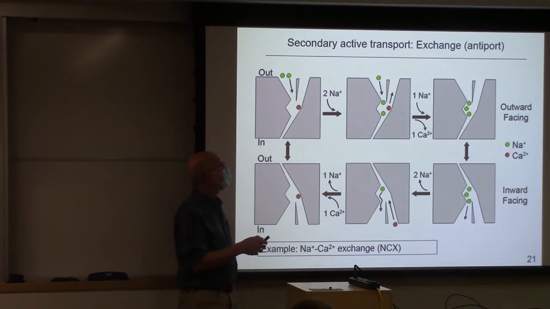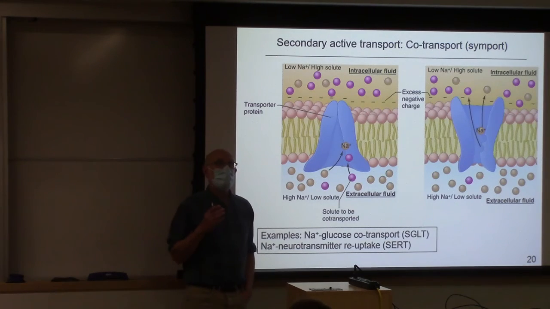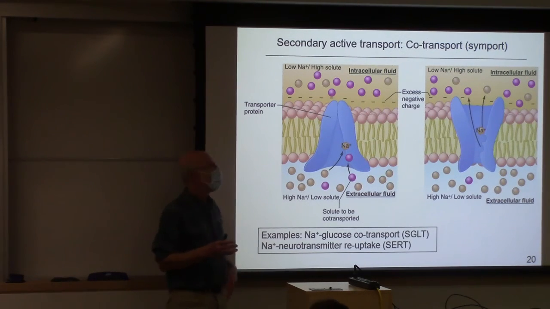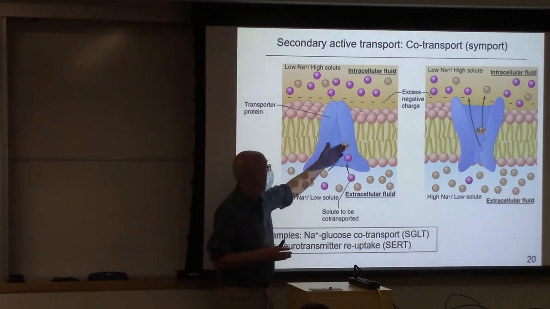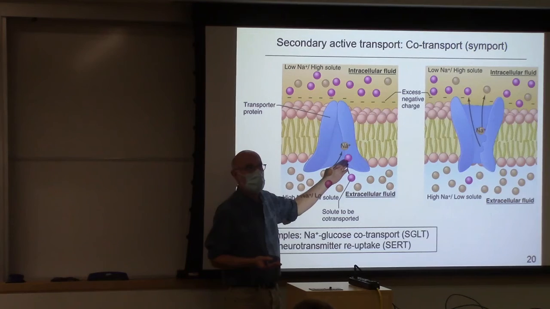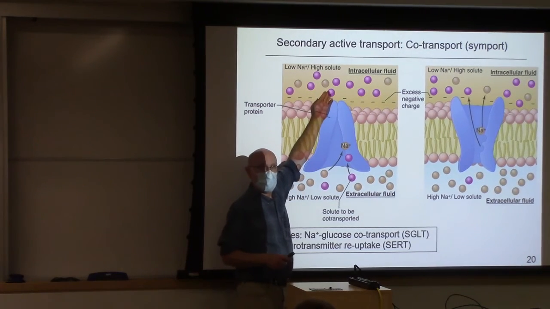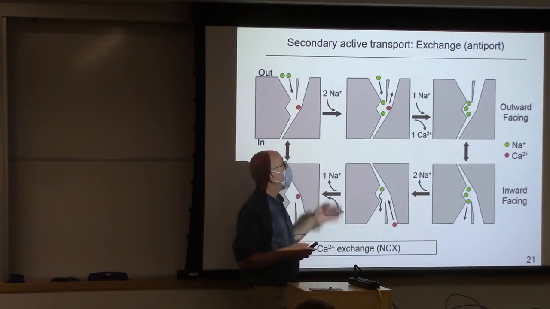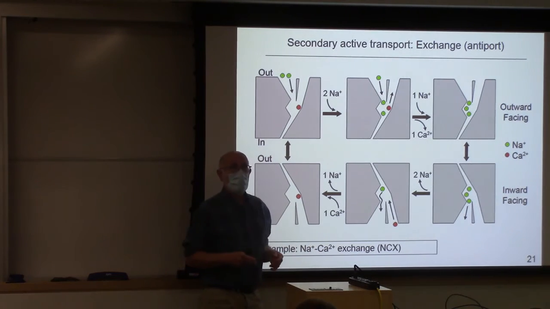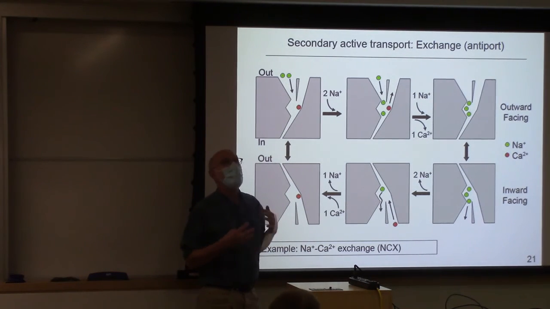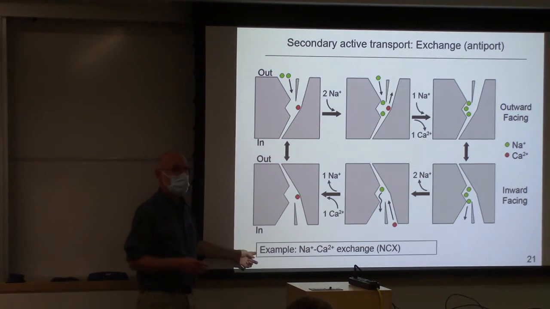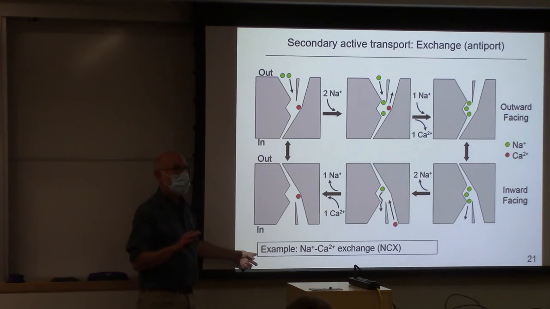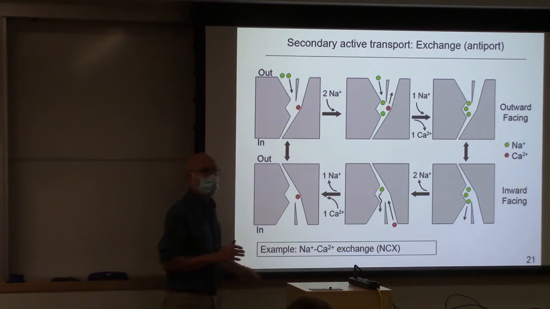So we have two types of secondary active transport. We have co-transport, where the two solutes, the sodium and the glucose, say, are moving in the same direction. And we have exchange, or antiport, where the two solutes are moving in opposite directions. So this is the sodium-calcium exchanger, which we're going to talk about in the heart really soon.